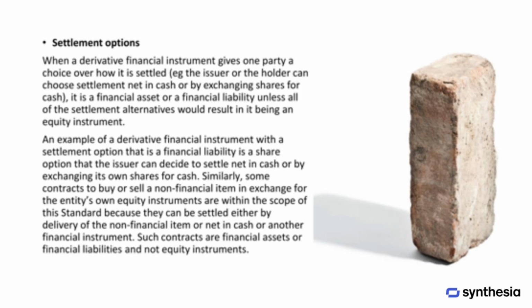Similarly, contracts to buy or sell a non-financial item for the entity's own equity instruments fall within the scope of the standard if they can be settled either by delivering the non-financial item or netting cash or another financial instrument. These are financial assets or financial liabilities, not equity instruments.